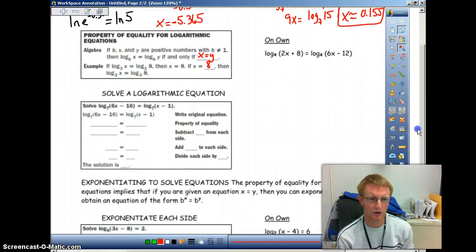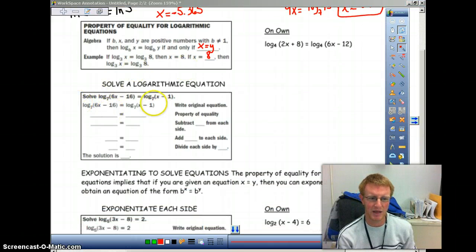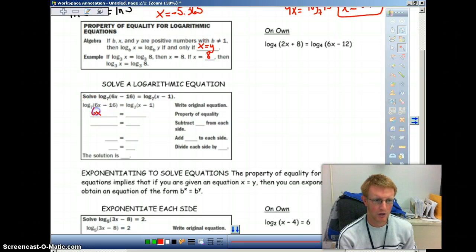These ones are a little bit easier because there's not really a common base that you need to find. You're really just taking the log of and setting them equal to each other. So these are a little bit easier. So we have 6x minus 16 equals x minus 1. And then we just go through and solve this.